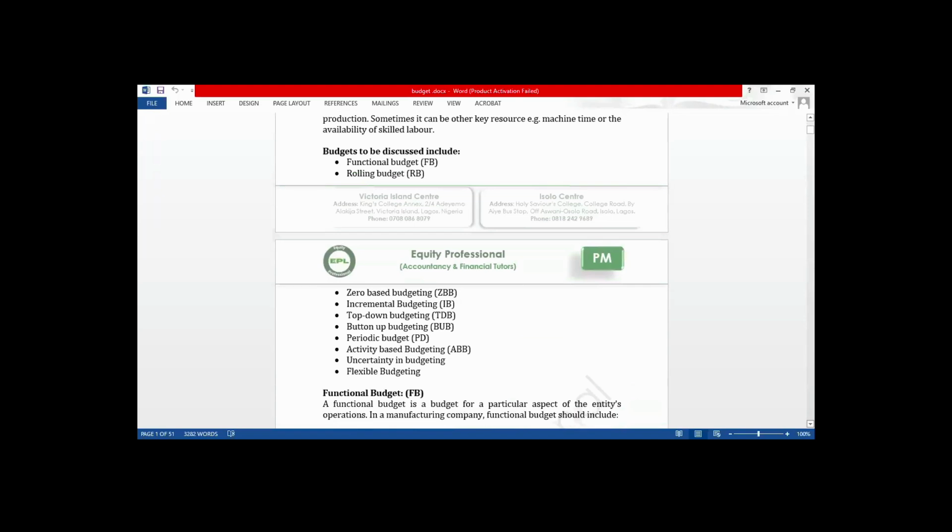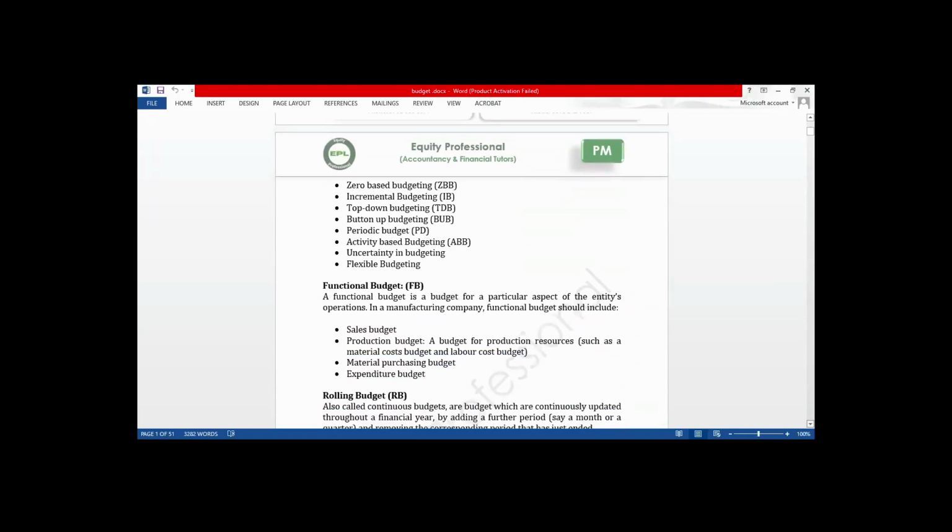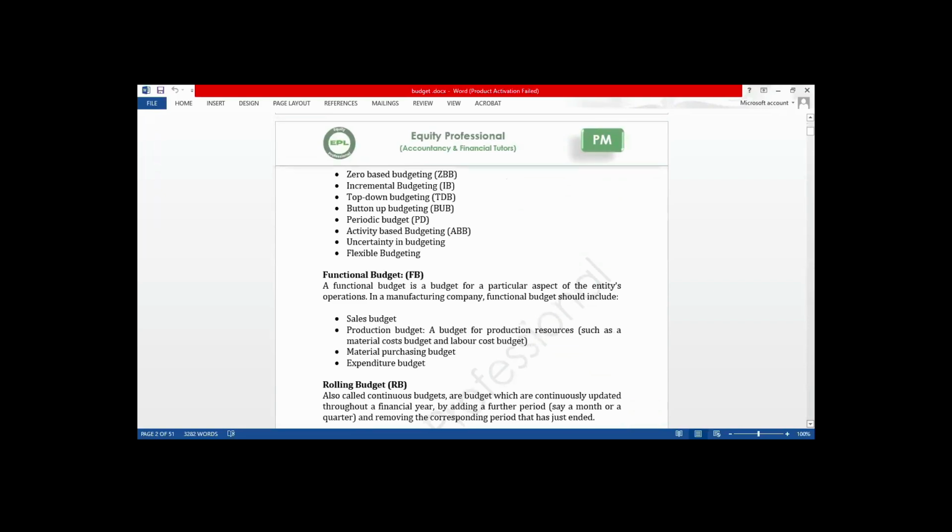Budgets to be discussed. First, we start with functional budgets. Functional budgets, also known as operational budgets. Functional budgets. These are budgets prepared for a particular aspect of the business operation.